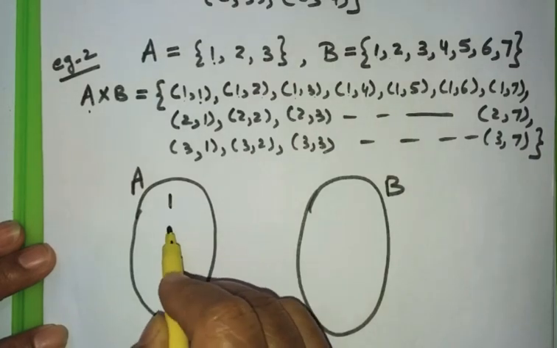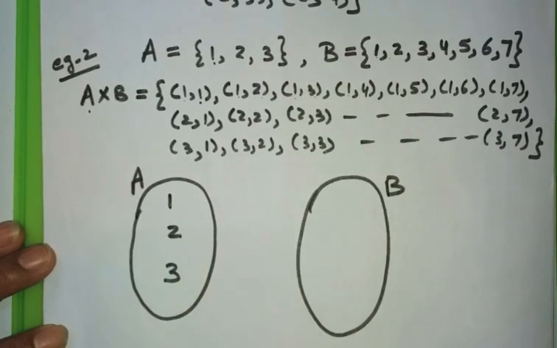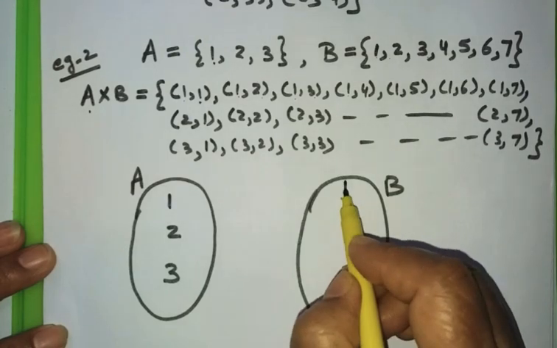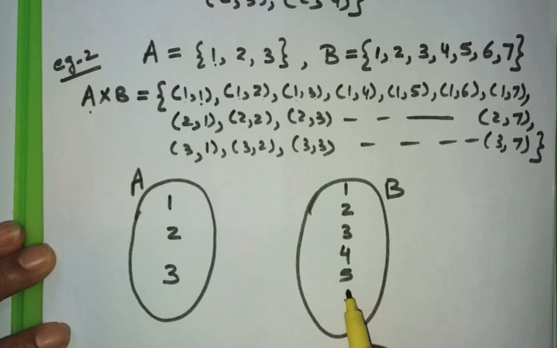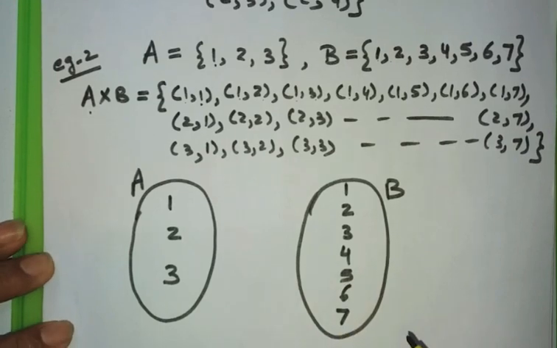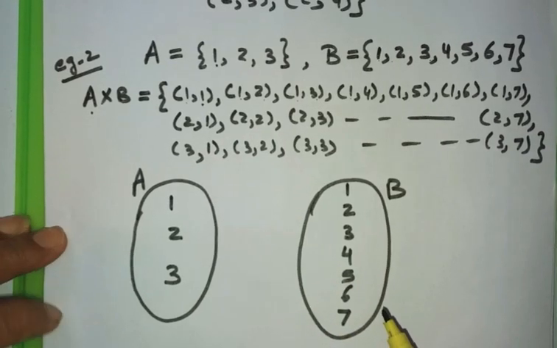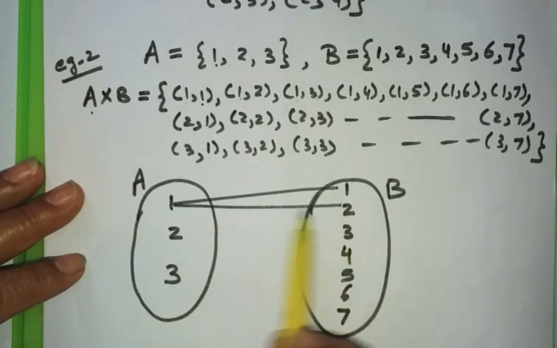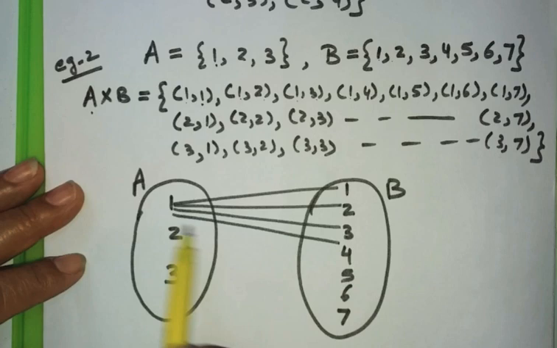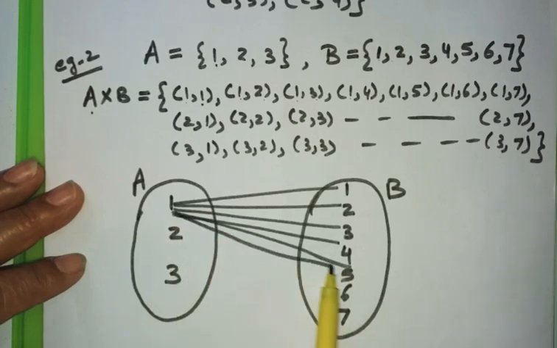The elements of set A are 1, 2, 3 and the elements of set B are 1, 2, 3, 4, 5, 6 and 7. So when we are writing the Cartesian product, we are pairing 1 with 1, 2, 3, 1 with 4, 1 with 5, 1 with 6 and 1 with 7.